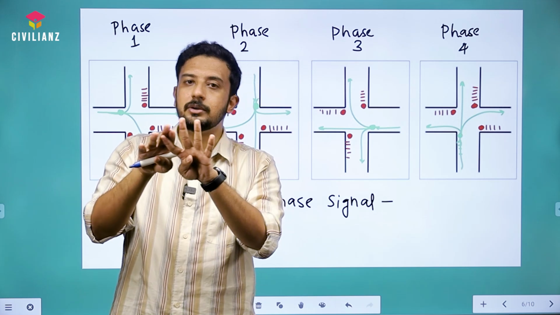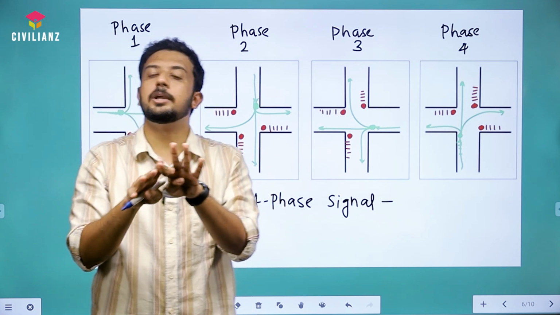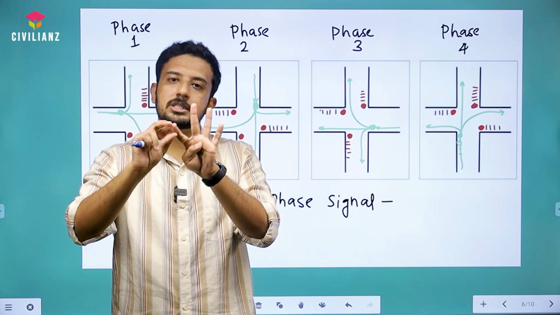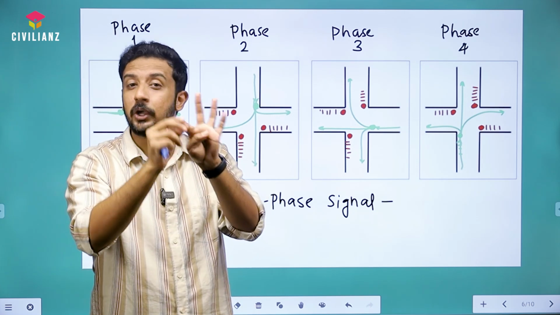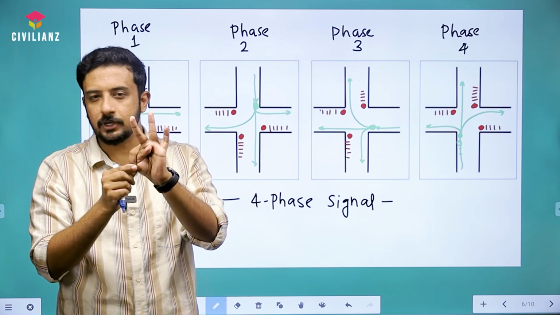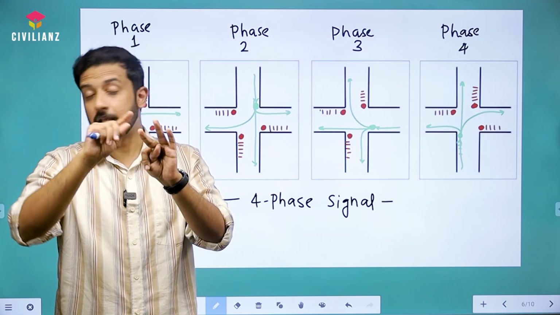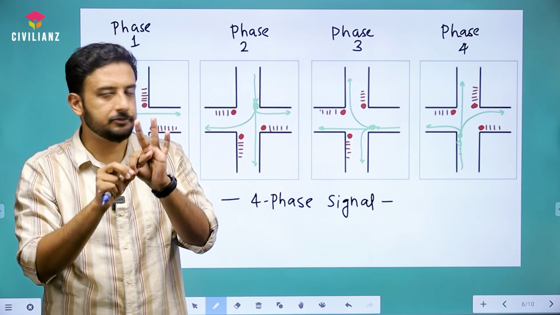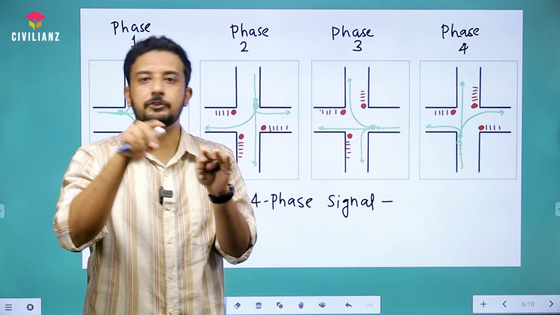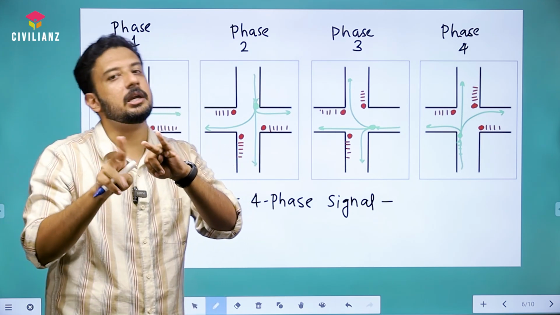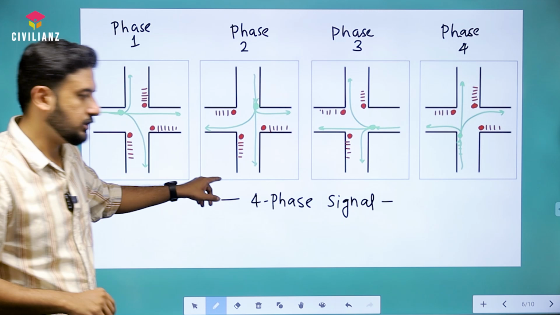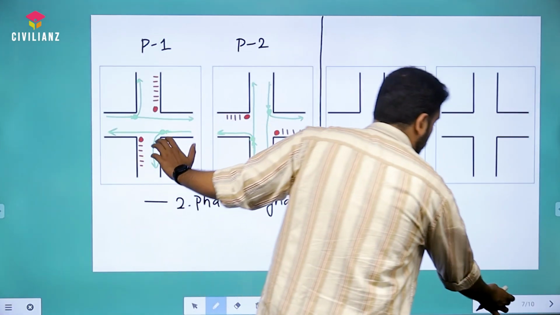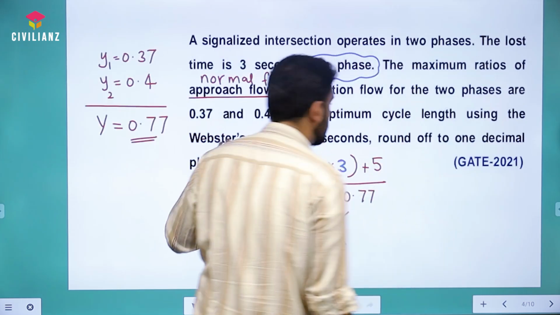Understood? So on both roads, if you are allowing right turning, then it will be a 4-phase signal. In one of the roads, if you are prohibiting the right turn, then it is a 3-phase signal. In both roads, if you are prohibiting right turn, then it's going to be a 2-phase signal. That's what we have just drawn here. Understood or not? Okay. Now you got the concept of phase and signal, right?